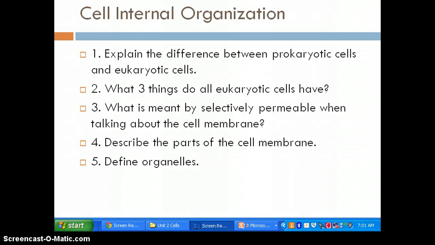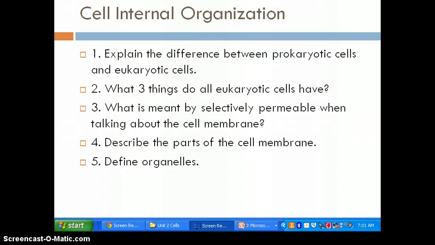Number 2, what 3 things do all eukaryotic cells have? We'll get into that in the first couple slides of our notes. Number 3, what is meant by selectively permeable when talking about the cell membrane? This is a key thing that we're going to get into slightly in this chapter, but we're really going to cover it in chapter 5. We'll just talk about it a little bit here, and then we're going to look at how the function actually happens in chapter 5.